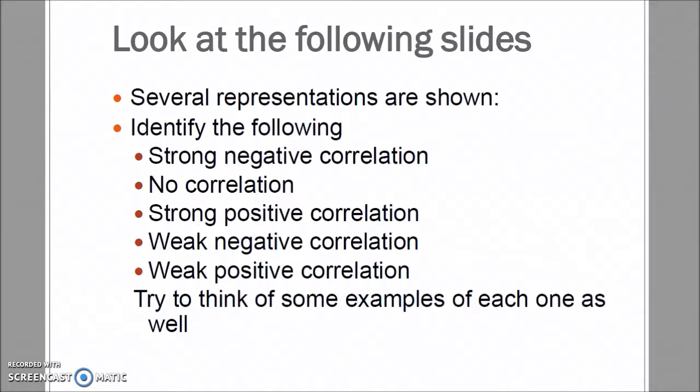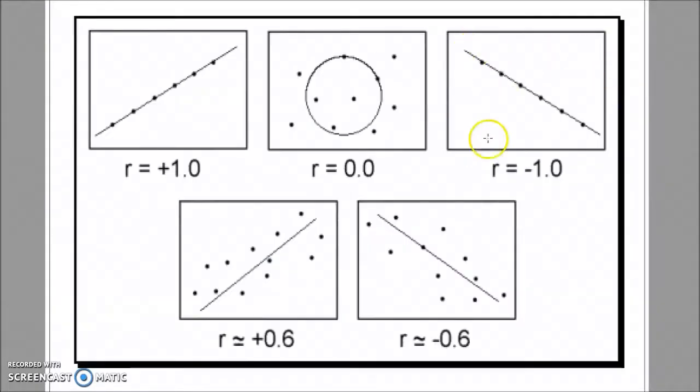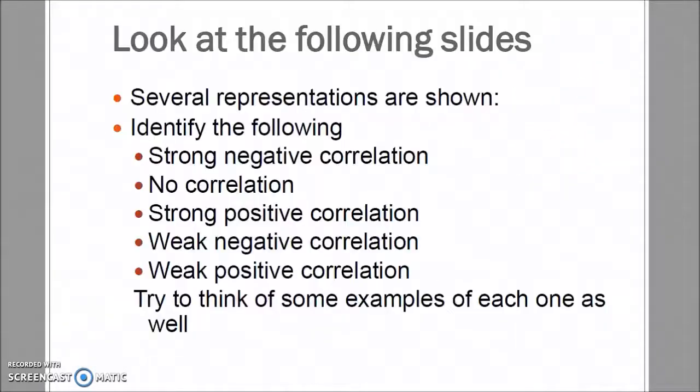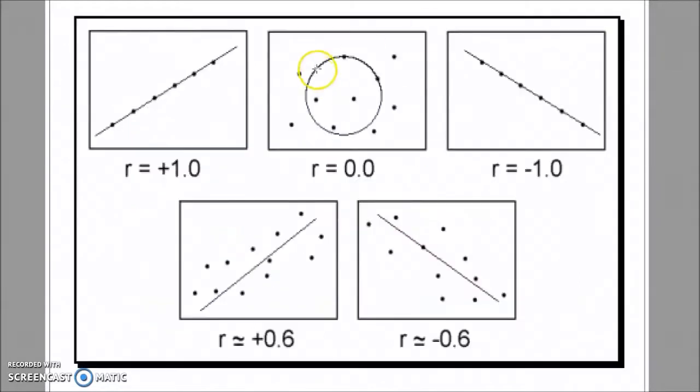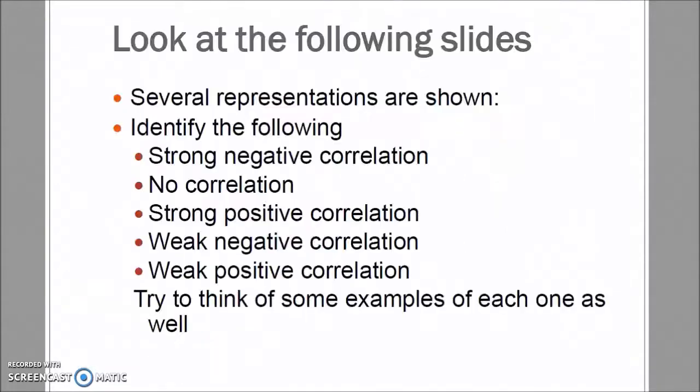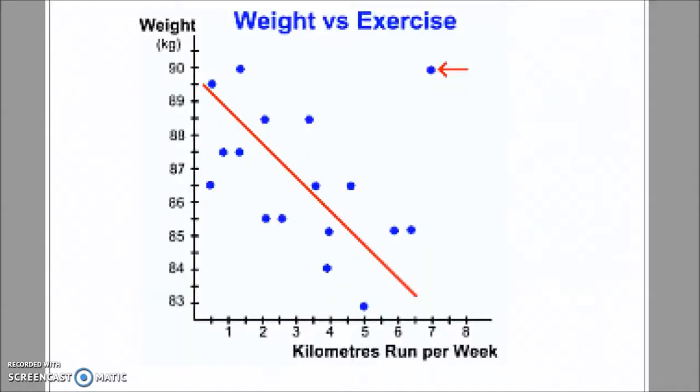Let's move forward. Those representations were showing you strong negative correlation. This is a strong negative correlation. If you talk about no correlation, here it is no correlation. Positive strong correlation. And then as you can see here, we say it to be a weak negative and a weak positive correlation. Try to figure it out yourself as to which one shows the weak negative correlation and which the weak positive correlation.